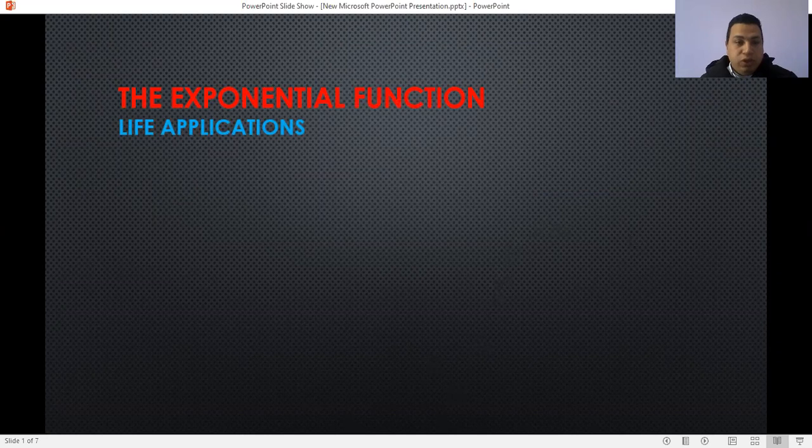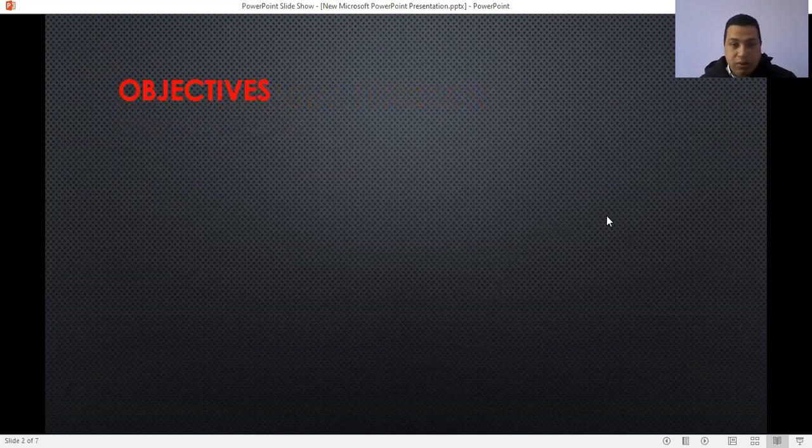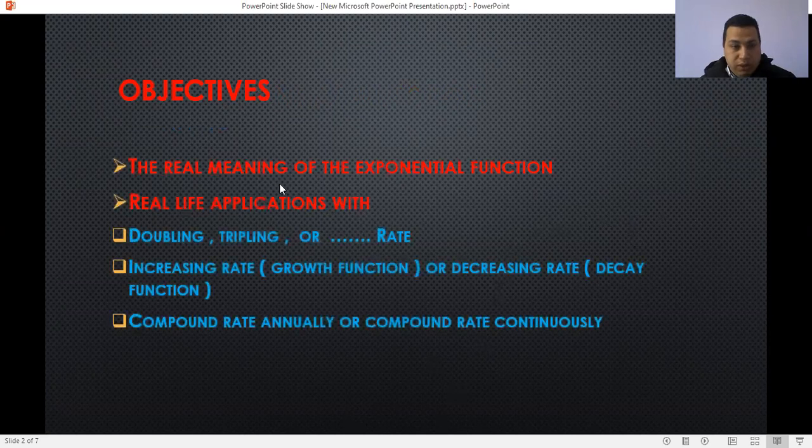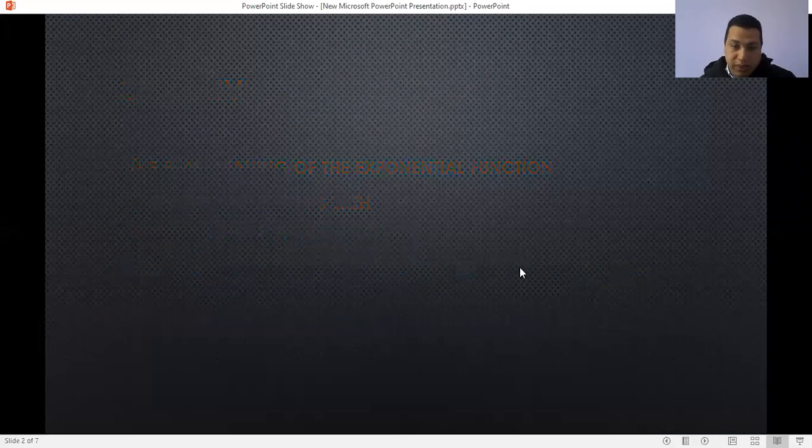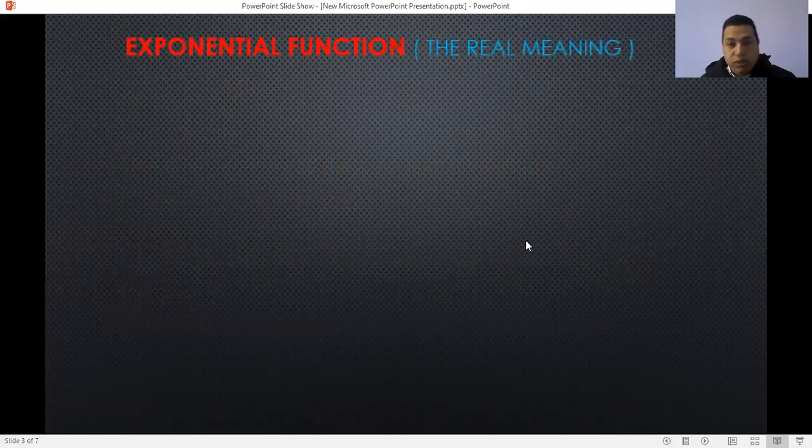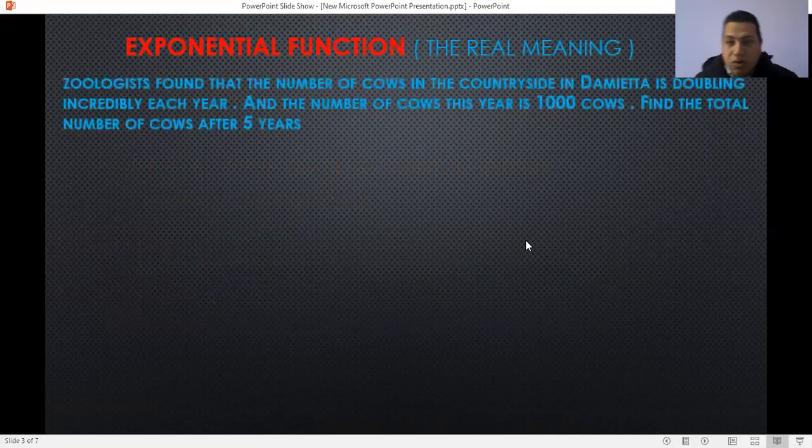In this presentation, I'm going to make a new meaning for our exponential function. Let's start with this. The exponential function life applications, and these are the objectives of the exponential function. By the end of the session, as I told you, the real meaning of the exponential function and real life applications with doubling, tripling, or quadrupling, increasing rate or decreasing rate. So I'm going to start with a simple example to find out the meaning of the exponential function.